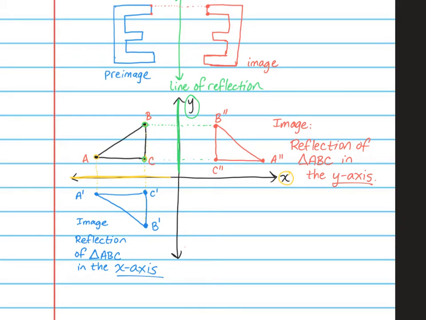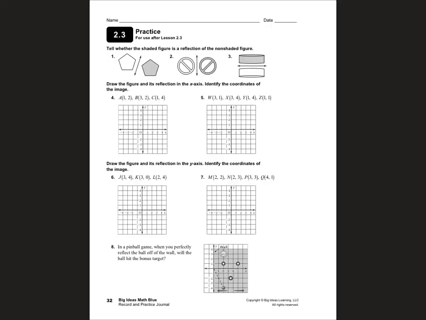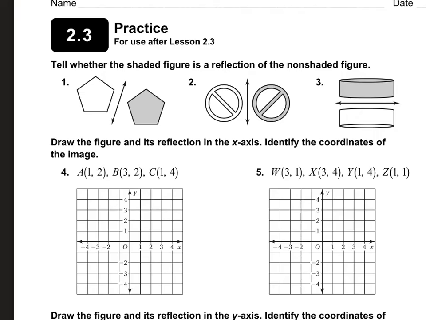Okay, so now we're going to move on to some problems from your RPJ. So please turn to page 32 in your RPJ. Numbers 1 through 3 is just asking us, is the shaded figure a reflection of the non-shaded figure? Number 1, a lot of people want number 1 to be yes, but it's actually a no. This one's kind of tricky.